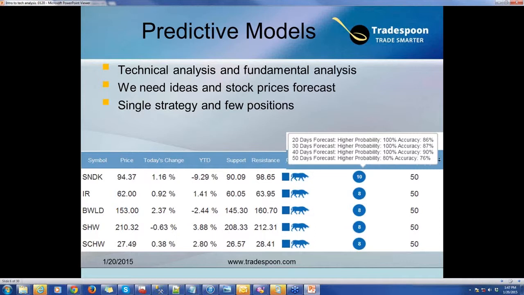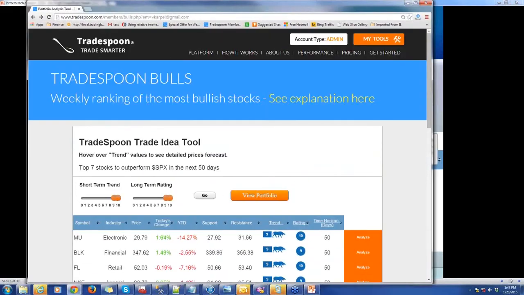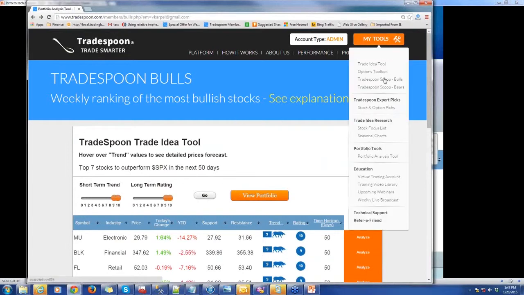If you're holding your positions overnight, then you do have to combine technical and fundamental analysis, and that's what we do at TradeSpoon. So if you're a TradeSpoon subscriber, I'm going to show you. I know some of you are TradeSpoon subscribers, some of you are completely new. If you go under My Tools, you can run TradeSpoon Bulls and TradeSpoon Bears.